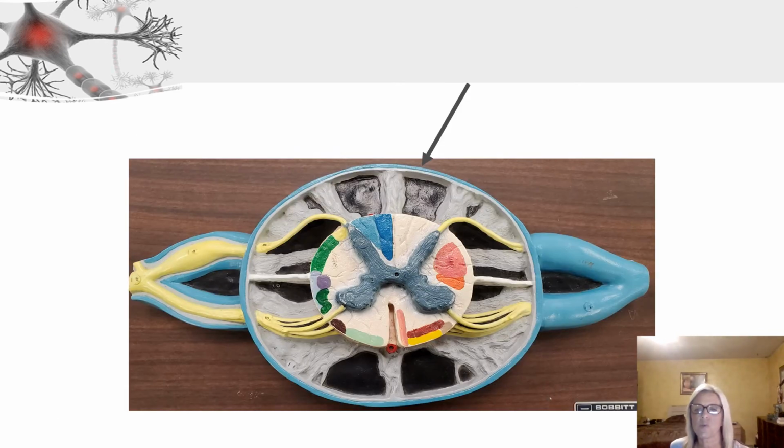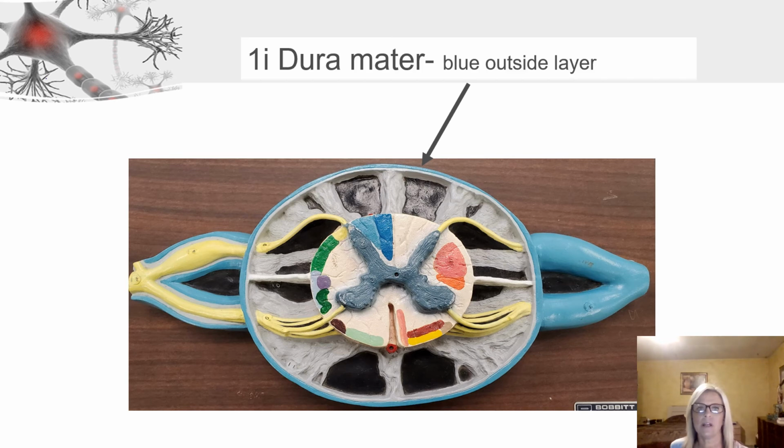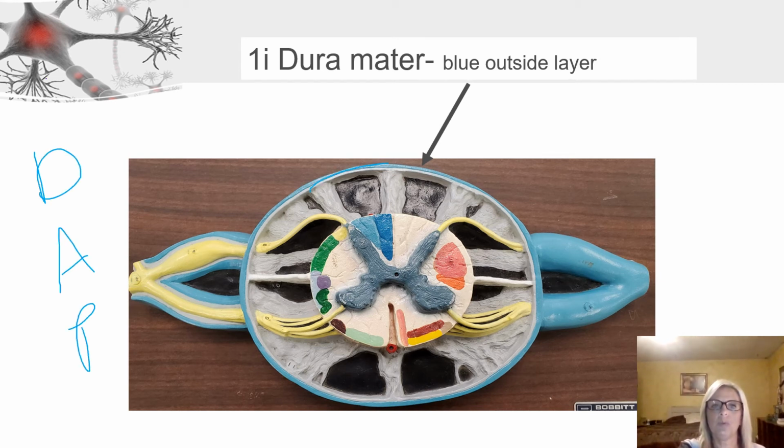So we have three different types of meninges, right? We have dura mater, arachnoid mater, and pia mater, and that is the order that they go in from the outside layer. So dura mater is the outside layer to the inside, and so the way I remember that is DAP. So this blue portion here is the dura mater. So that is the dura mater portion of the meninges.